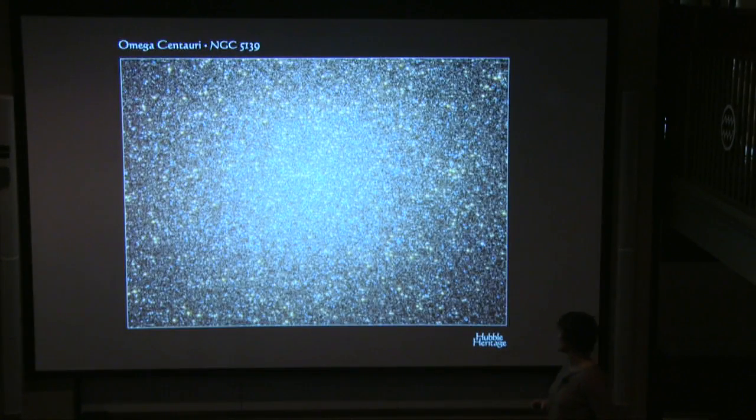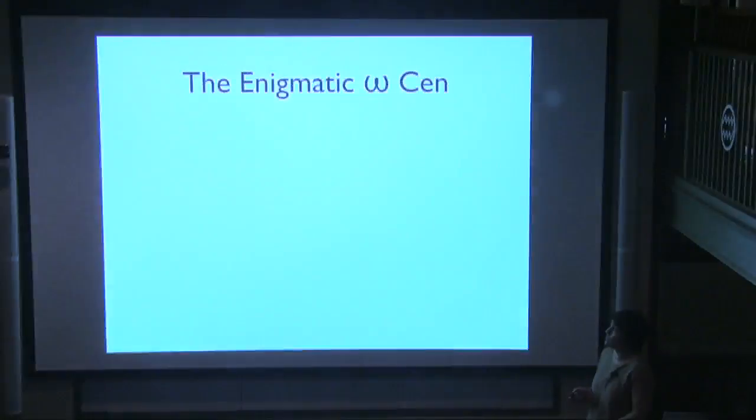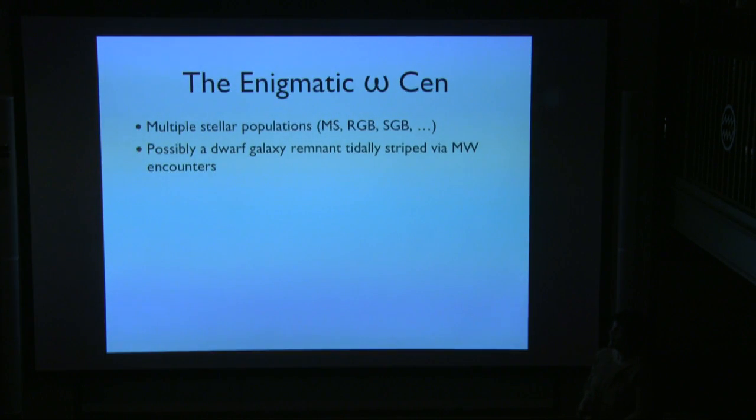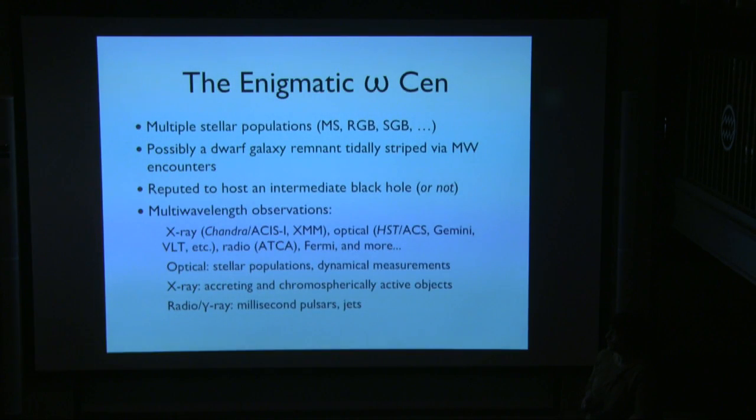So here's Omega Centauri. This is a beautiful image of the Hubble data that has been collected on the globular cluster. As you probably know, it's an extremely enigmatic stellar cluster. It has multiple stellar populations. It may be a stripped dwarf galaxy remnant, so maybe not a proper globular cluster at all. And it has been reputed to host an intermediate mass black hole or not.